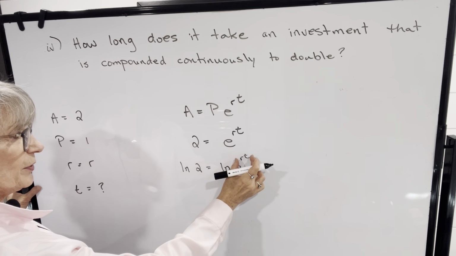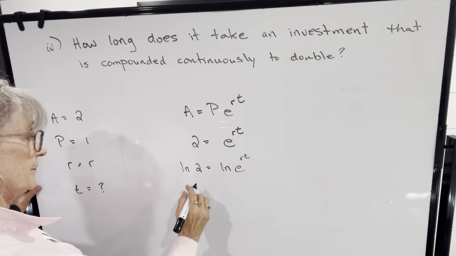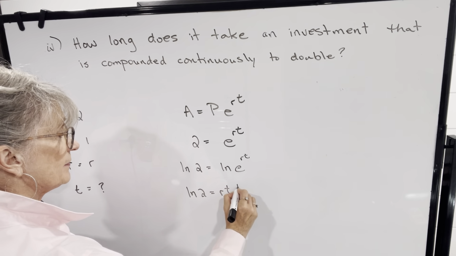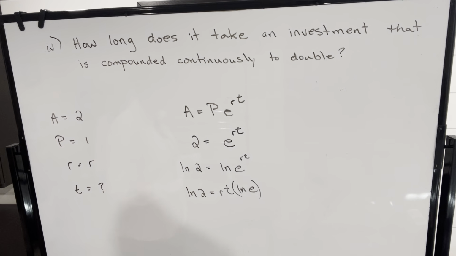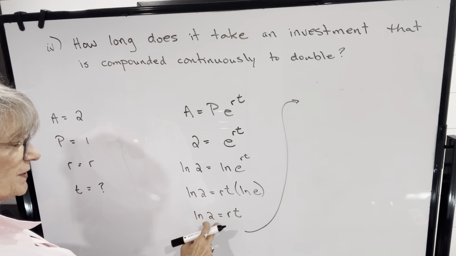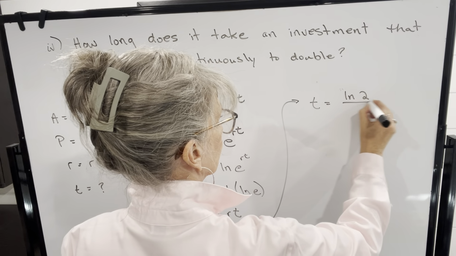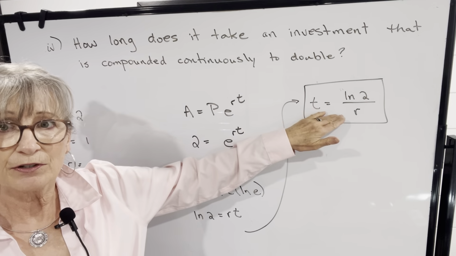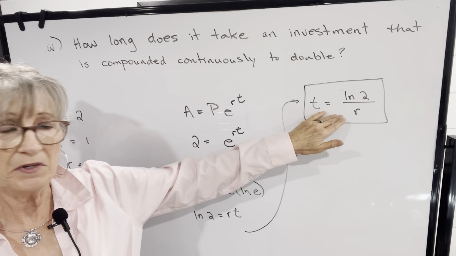Using that specific property of logarithms, I can move this from the exponent position to a coefficient. So the natural log of 2 will equal rt times the natural log of e. Again, natural log of e is just equal to 1. So 1 times rt is just rt. Now in order to solve for t, I'm going to divide both sides by r. So here's our formula for finding time for an investment to double if it's compounded continuously.